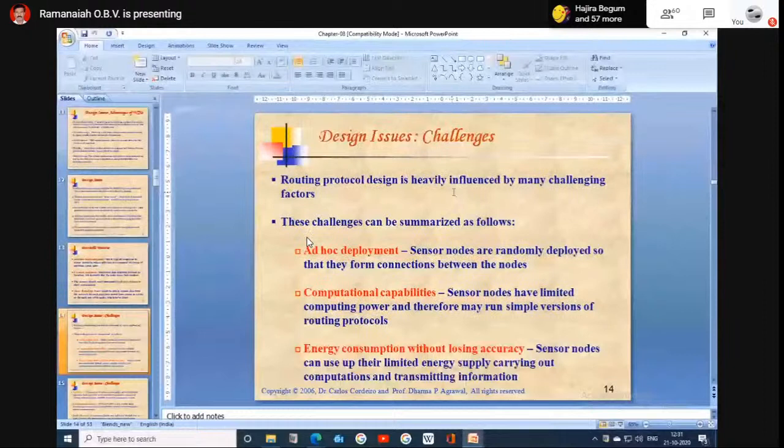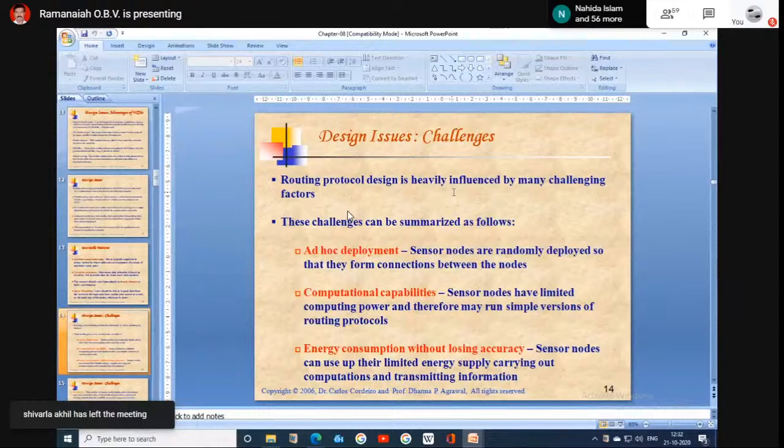Computational capabilities. Imagine you have your powerful desktop or workstation, or a powerful laptop, or a powerful smartphone. They are all relatively bigger in form factor. What is the comparison? The other resources are scarce, extremely low, very low.